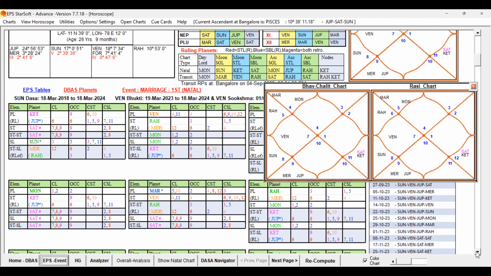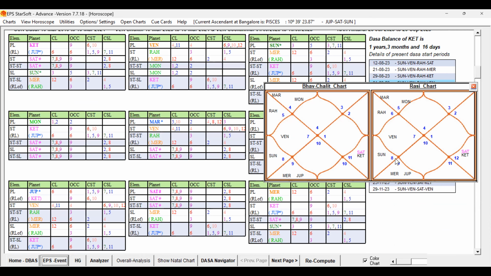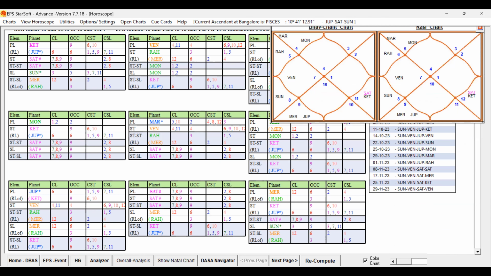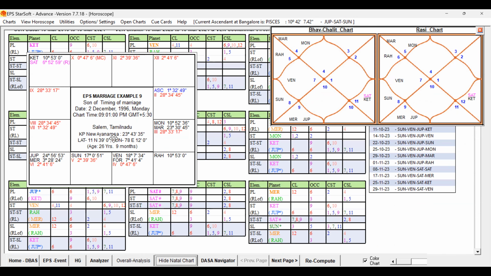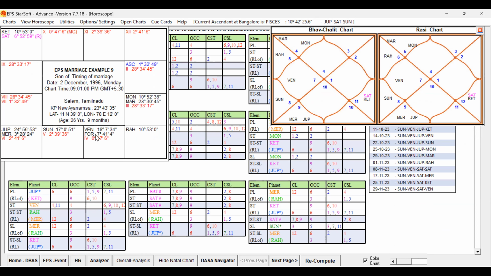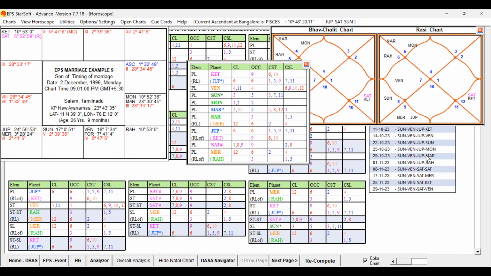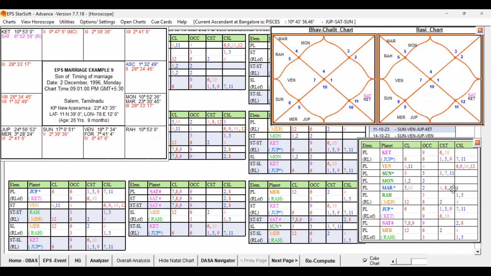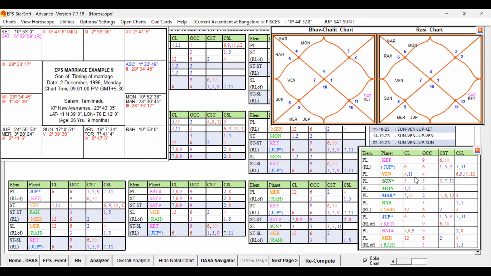Let me take the destiny planet, and let me open the birth chart also on the side. Let us see. So the key planets. What are the key planets? Strong favorable key planets: Jupiter, Sun, Moon, Mars, Rahu are all there.